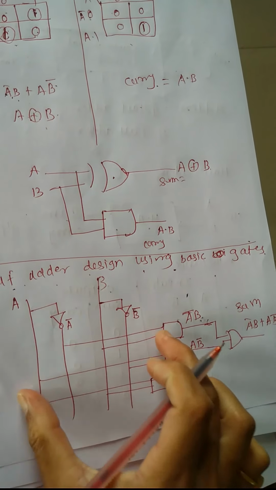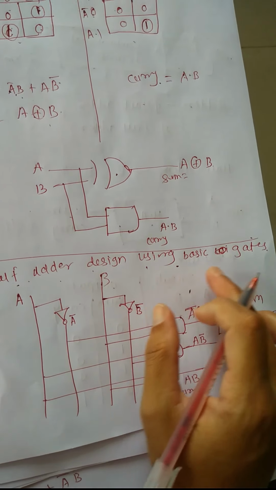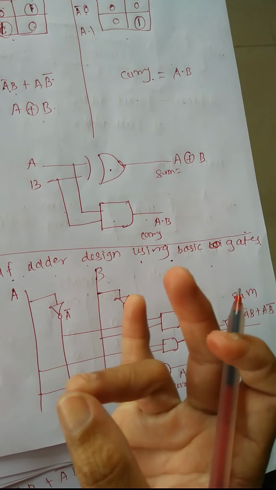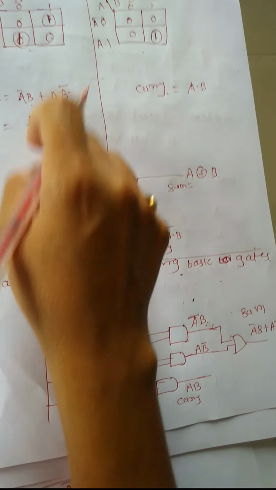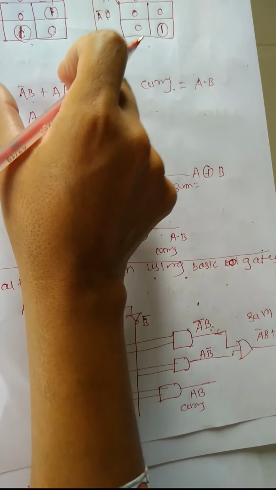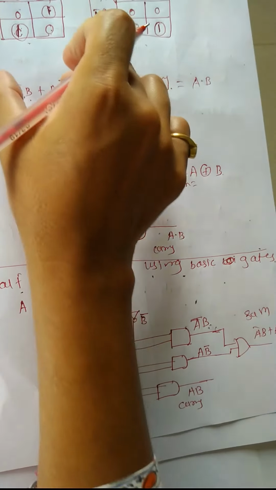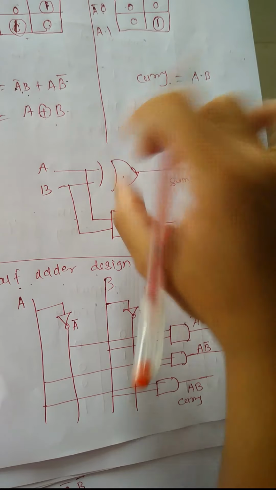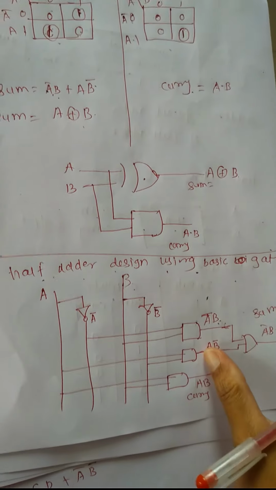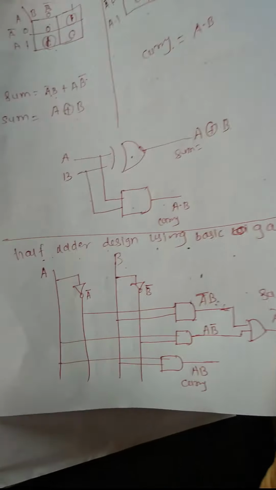This is the designing of half adder using basic gates. Basic gates are AND, OR, NOT. In this equation we can reduce the number of gates. So directly we write this equation in XOR form, and here the number of gates is reduced. This is the designing of half adder using basic gates.